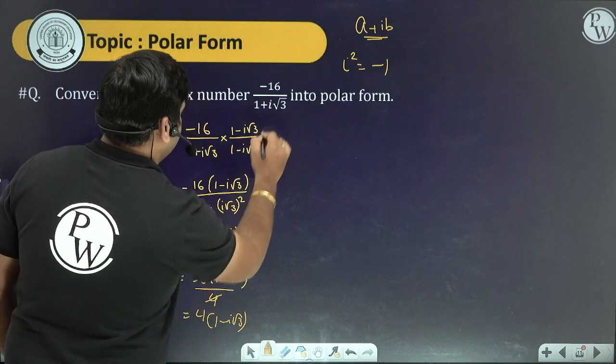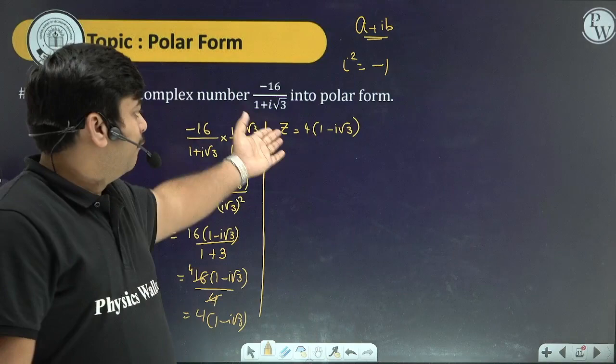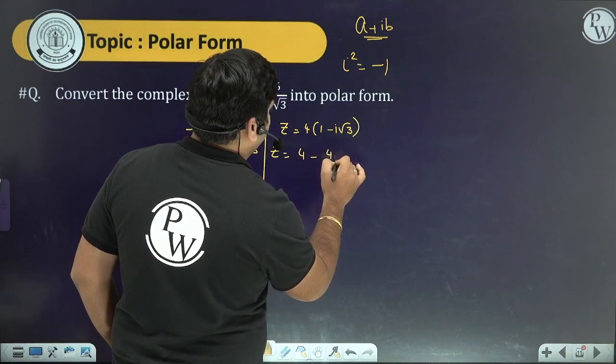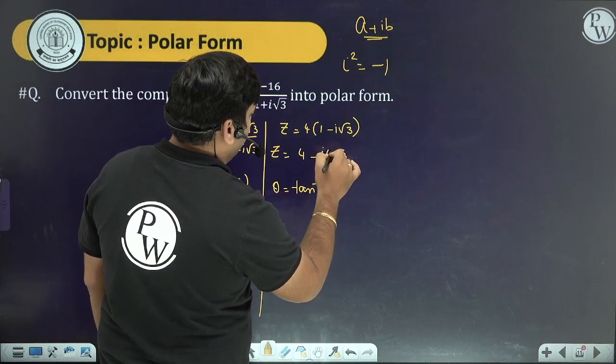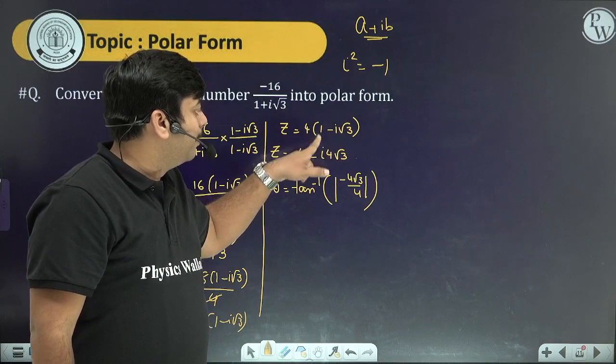So now the complex number we have is 4 into 1 minus i root 3. In trying to find theta, even if you go with 4 times 1 minus i root 3 or just 1 minus i root 3, you will get the same. Why? Because z is equal to 4 minus 4 root 3 i. So theta is equal to tan inverse of modulus of minus 4 root 3 by 4, or you go with 1 root 3 by 1; both are the same, so no need to get confused. So the 4 gets cancelled.